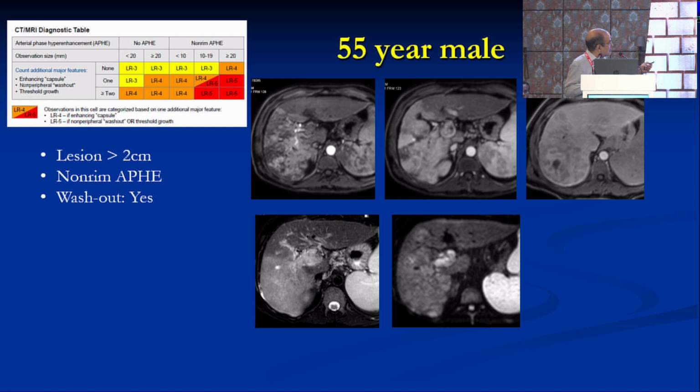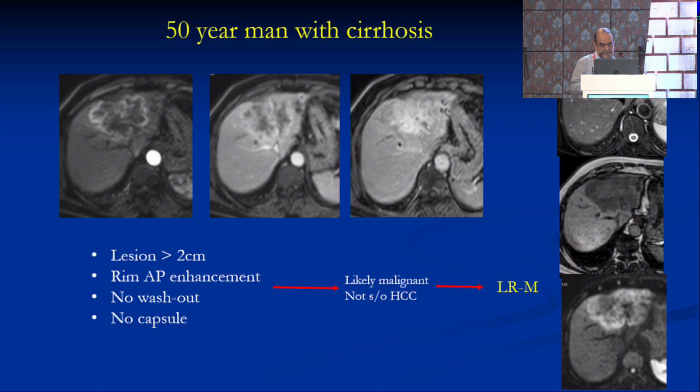It shows non-rim type of arterial phase enhancement, shows venous washout, shows a thrombus in the portal vein, which is distending the lumen of the portal vein. So this would be a tumor in vein, most likely due to an HCC.